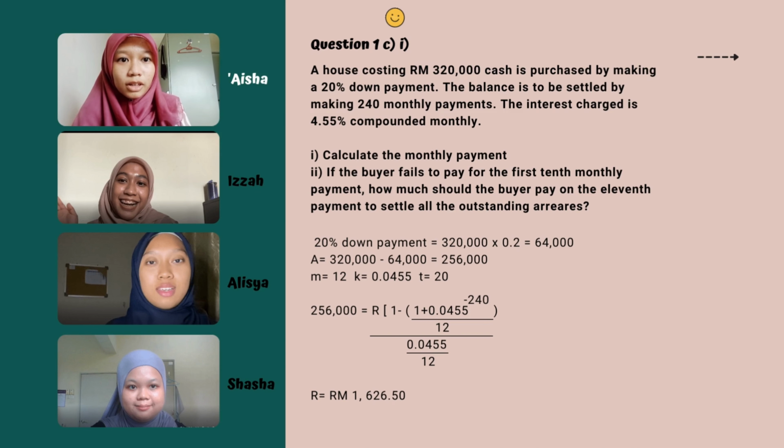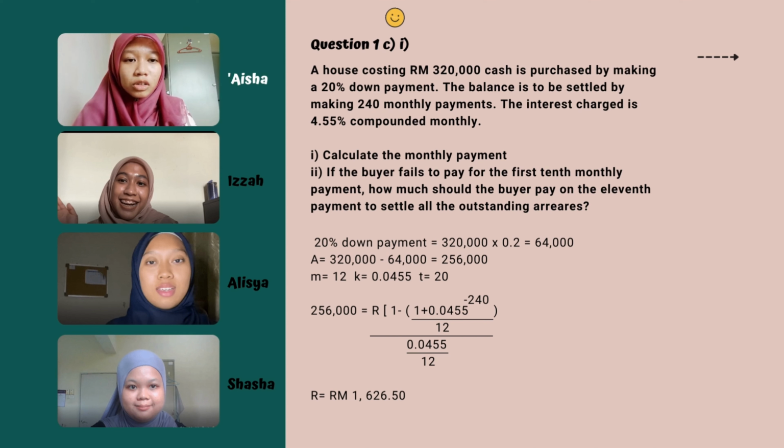Question 1C1. Calculate the monthly payment. First, we need to find the 20% down payment, which is 320,000 times 0.2. We will get 64,000 as our down payment. Then, we need to find the present value by using the formula: present value equals cash price minus down payment. We will get the present value, which is 256,000. After that, we will use the formula A equals R times 1 minus 1 plus K over M to the power of negative M times T, over K over M.